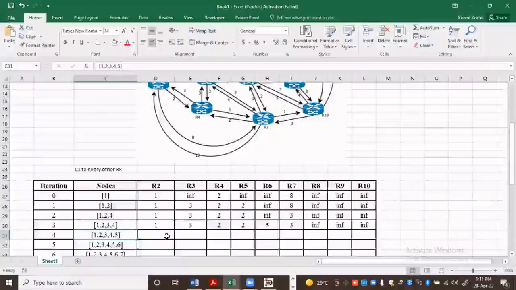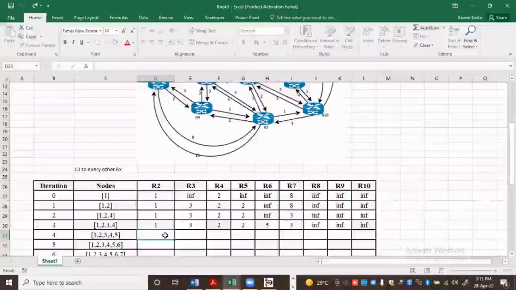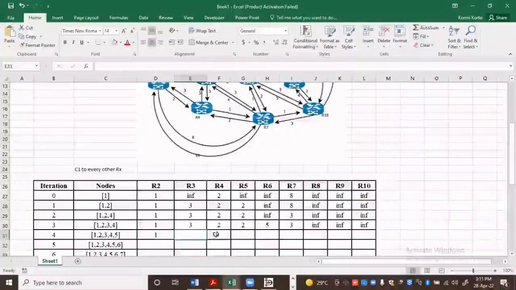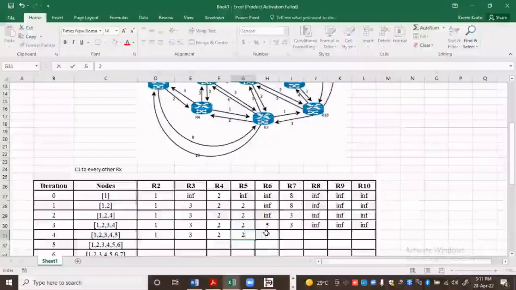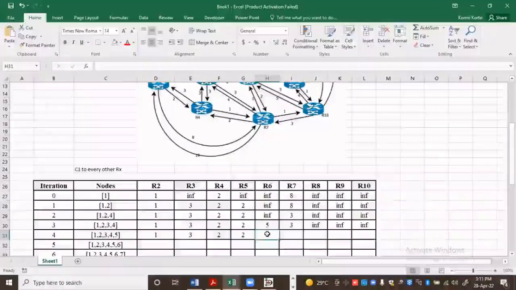R2 will still be 1. Oh, oops. It'll still be 1. R3 will still be 3. R4 will still be 2. R5 will still be 2. R6 will still be 5. R7 will still be 3.